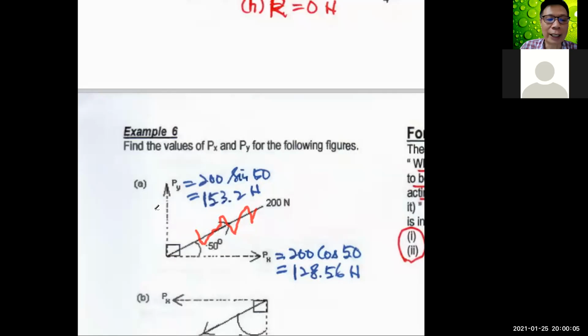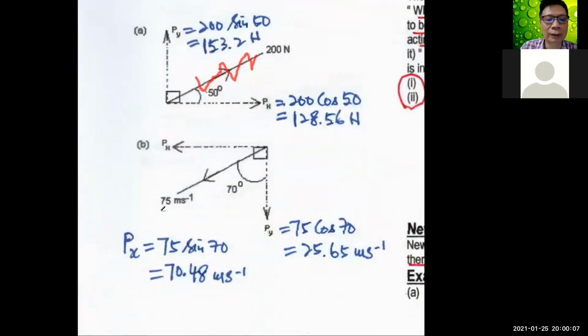Okay, second example. Now is given here. This one is 75 meter per second. The value 75. Now the angle given is here. So this one automatically becomes cos because the angle is here. So it's 75 times cos 70. Okay, understand? When you see the angle is here, this one is cos. 75 times cos 70. So press your calculator, you get 25.65 meter per second.